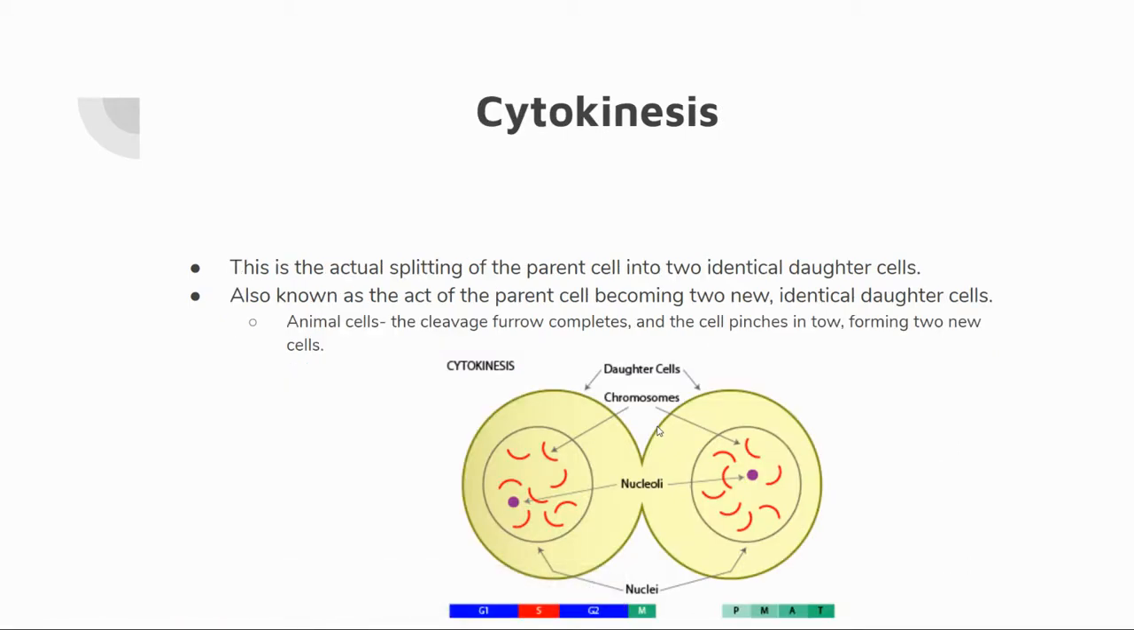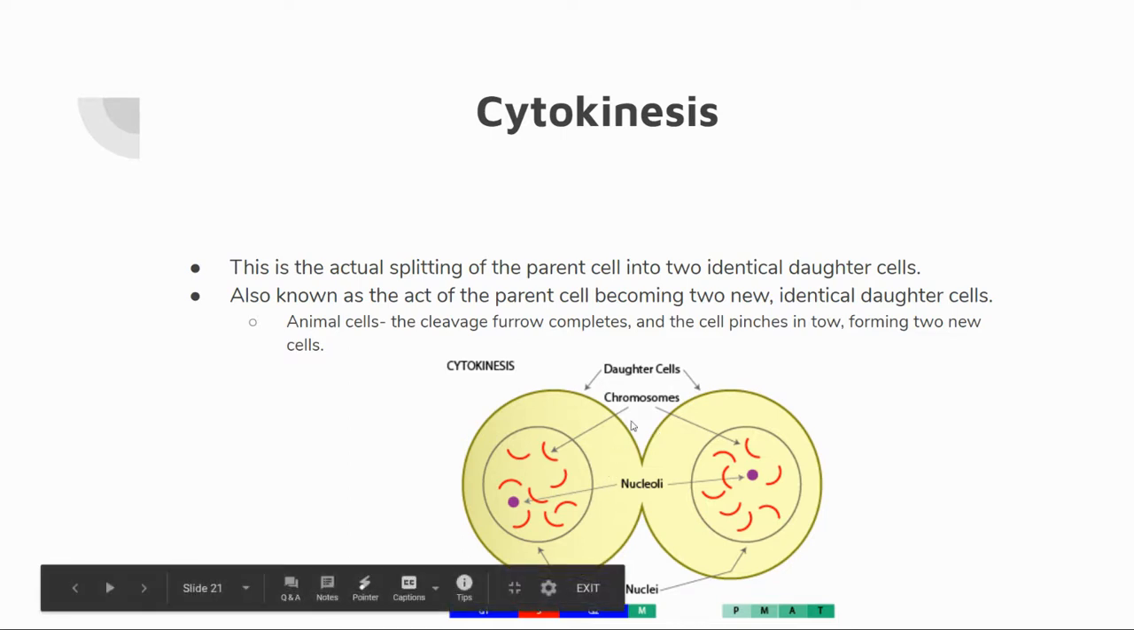All right, so M phase is over. We move into cytokinesis, and this is the actual splitting of the parent cell into two identical daughter cells, also known as the act of the parent cell becoming two new identical daughter cells. In animal cells, the cleavage furrow completes, and the cell pinches, forming two new cells. And so the cleavage furrow will pinch on, off, and break off in animal cells.